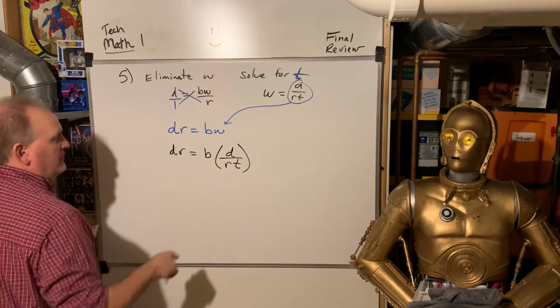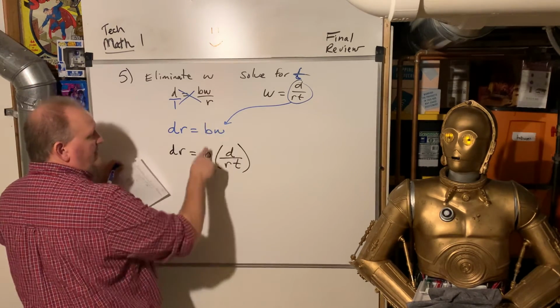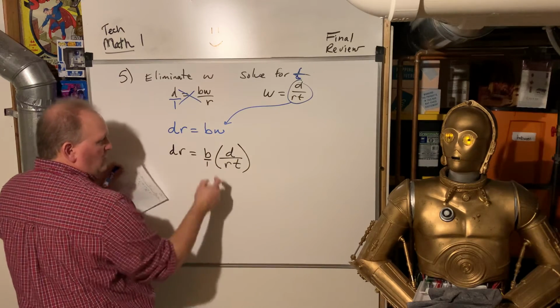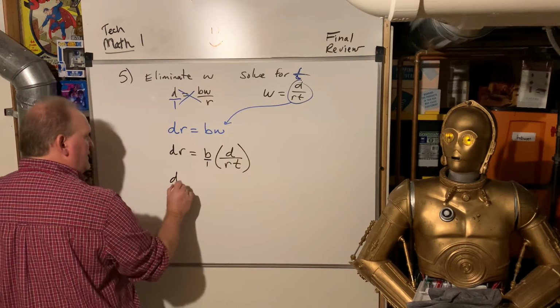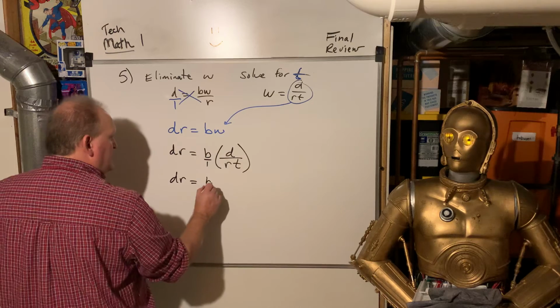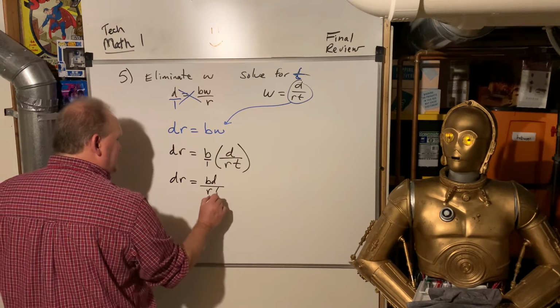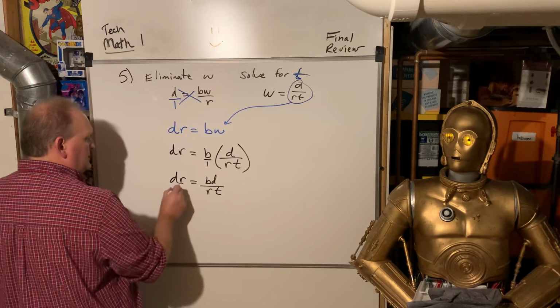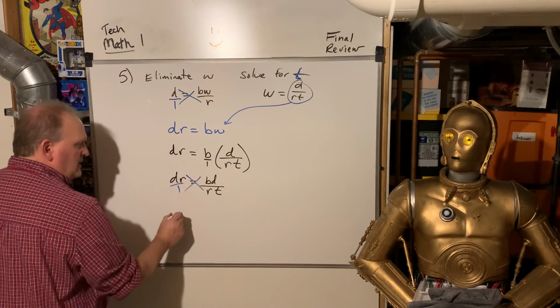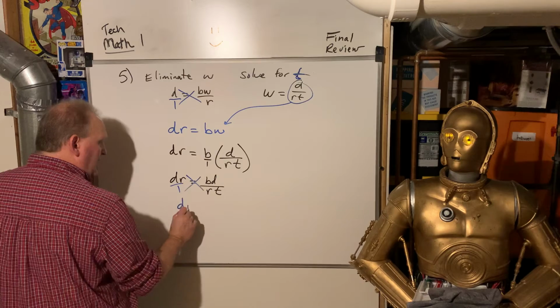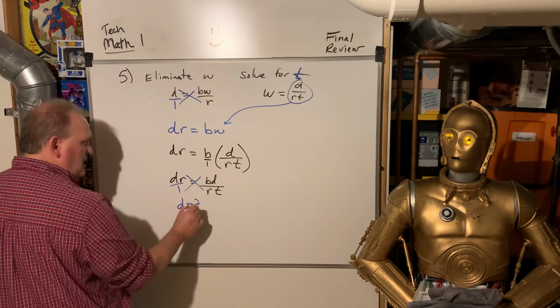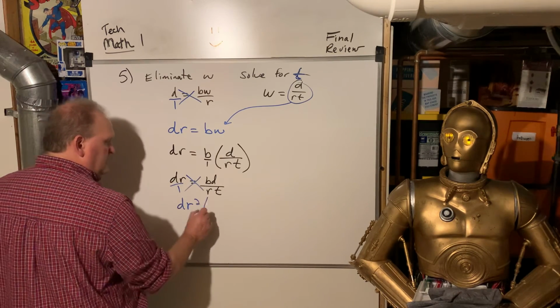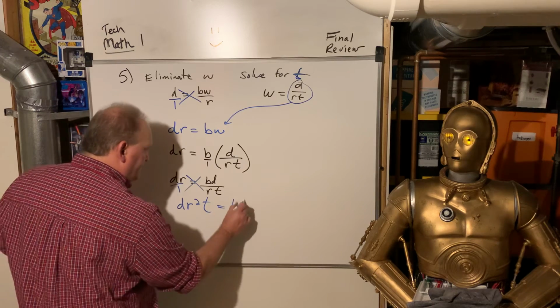All right? And remember how this plays. We have a B, which is actually B over 1. So top times top, bottom times bottom. So now you have DR equals BD over RT. And they want me to solve for T. So I'm going to cross multiply and solve. So we got DR squared, right? Because there's two R's. T is equal to BD.